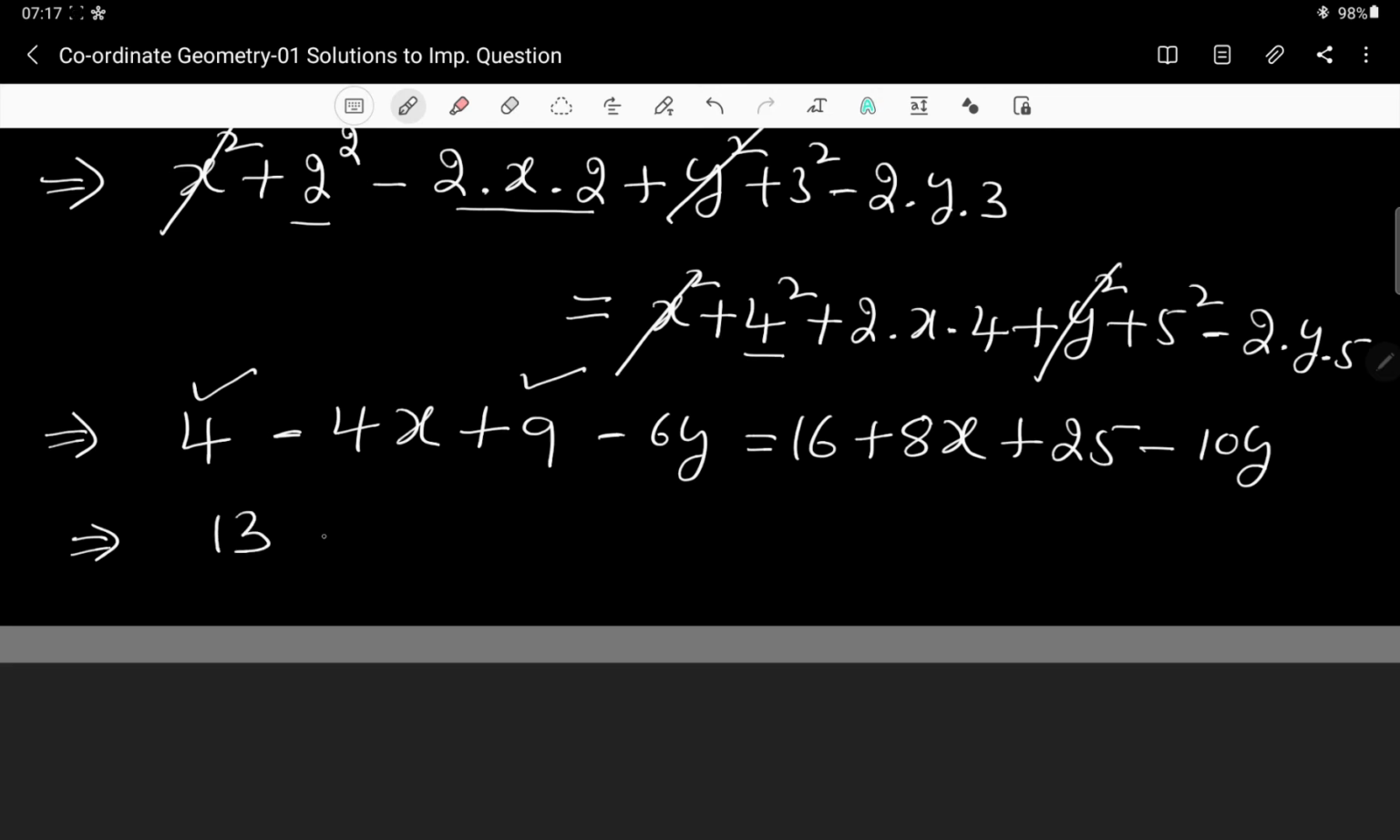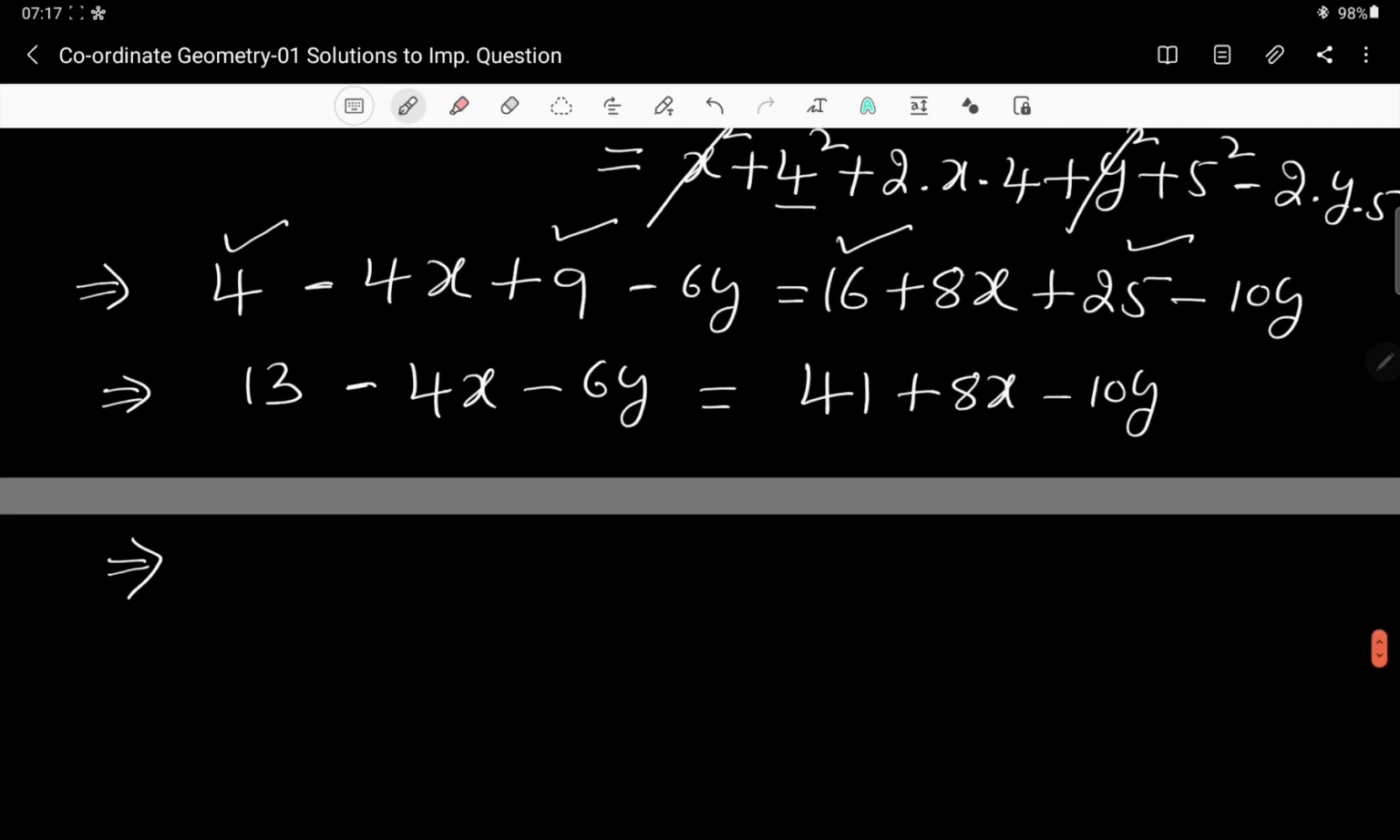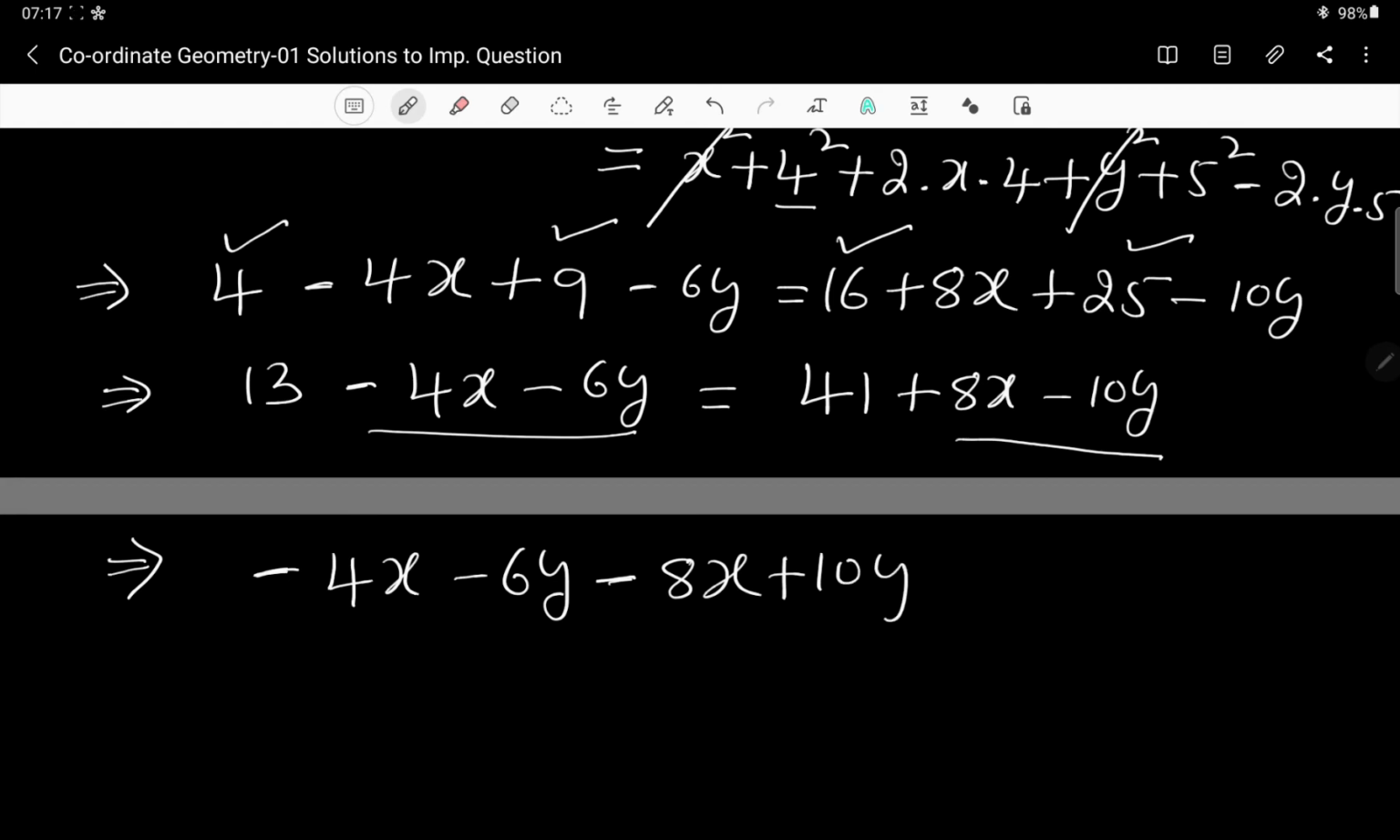4 and 9 is 13. 13 minus 4x minus 6y is equal to 16 plus 25. So what is the value of 16 plus 25? That is going to be 41, then plus 8x, then minus 10y. Let us make this x and y, x and y on one side. So whatever this minus 4x and minus 6y is, let me write that minus 4x minus 6y, and let me bring this. So that becomes minus 8x plus 10y. Okay, so that is equal to 41. Let us keep it there only, and 13 I am sending that side.